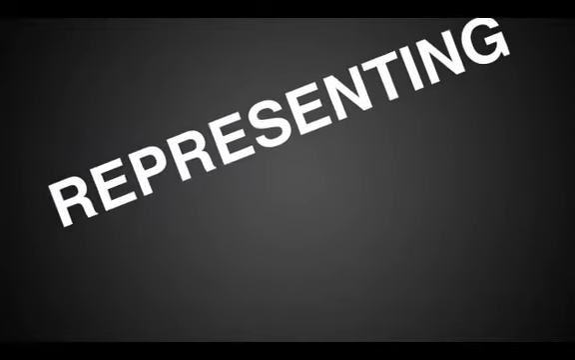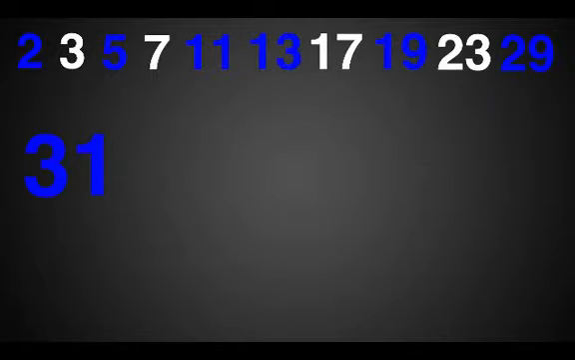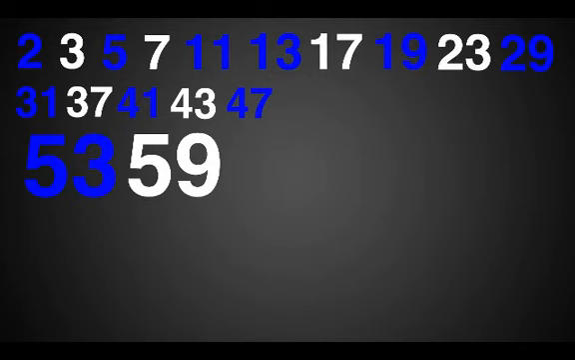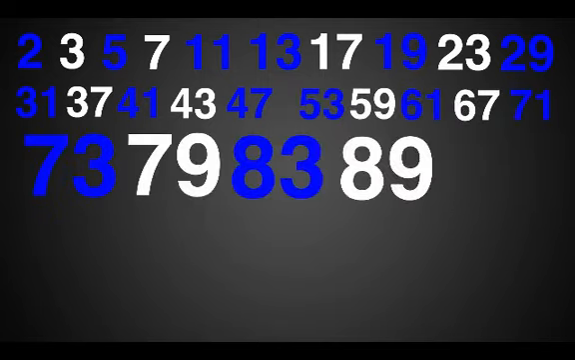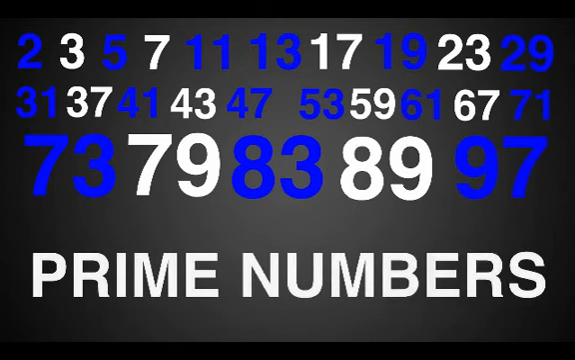Representing prime 1 to 100. Let's go. 2, 3, 5, 7, 11, 13, 17, 19, 23, 29, 31, 37, 41, 43, 47, 53, 59, 61, 67, 71, 73, 79, 83, 89, and 97. Prime numbers, prime numbers.